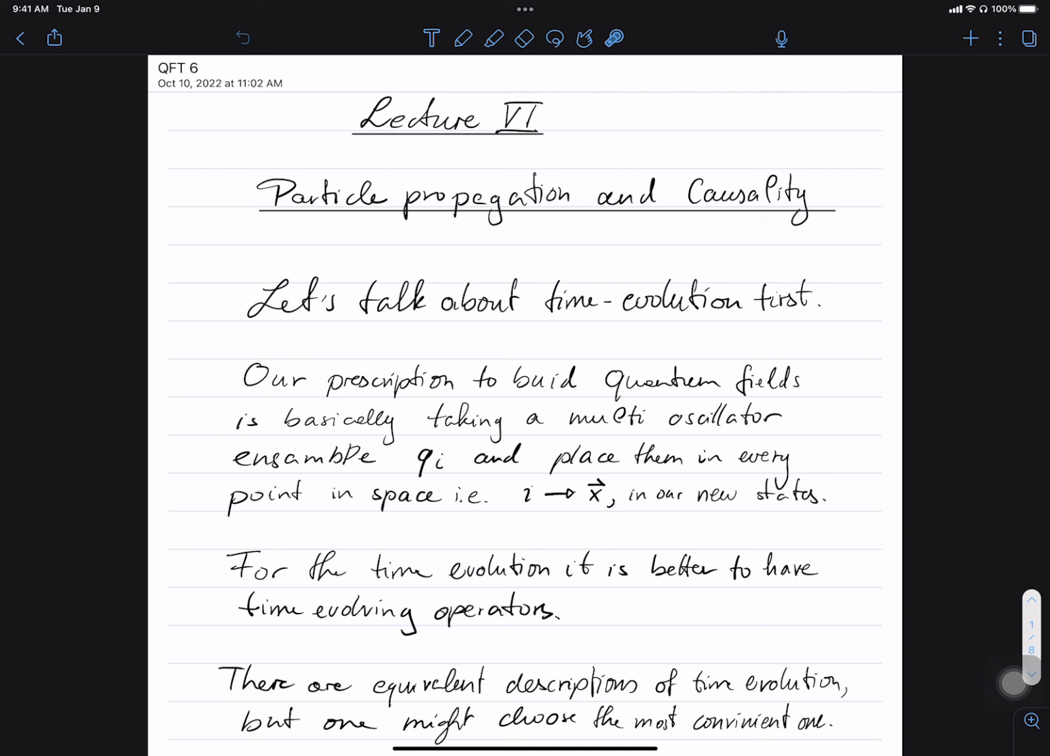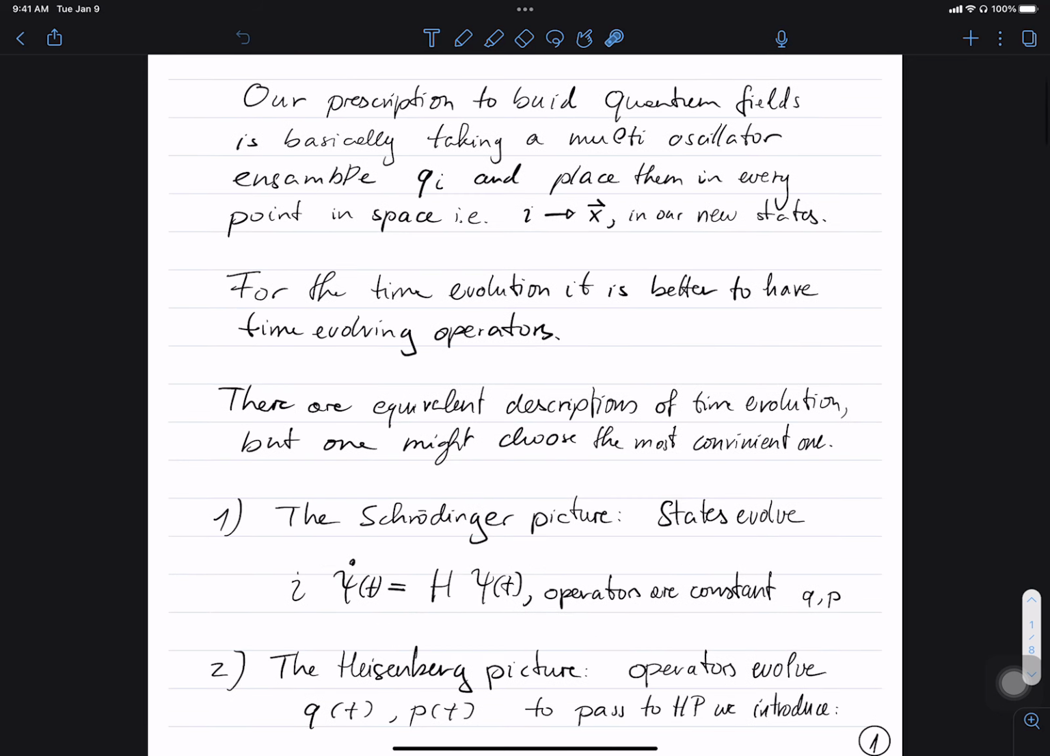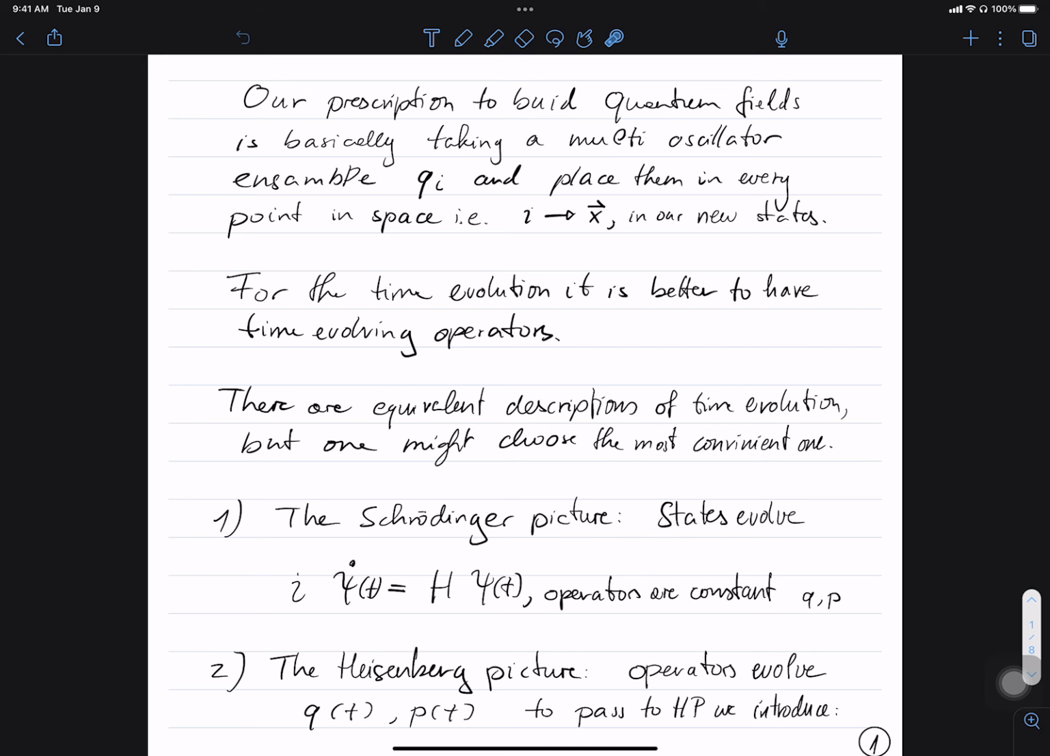Overall, our prescription was to build quantum fields. It's basically taking many oscillators at each point of space and replacing the numbering index i by the spatial coordinate x. For the time evolution, it is also better to have the time evolution in the operators.